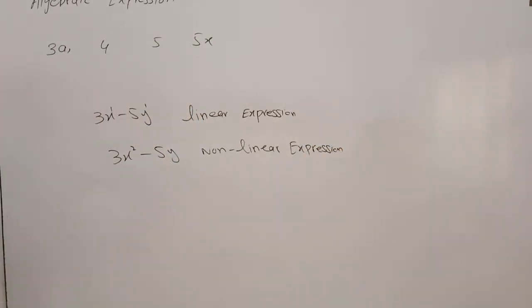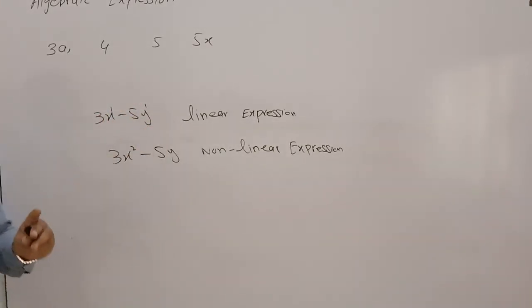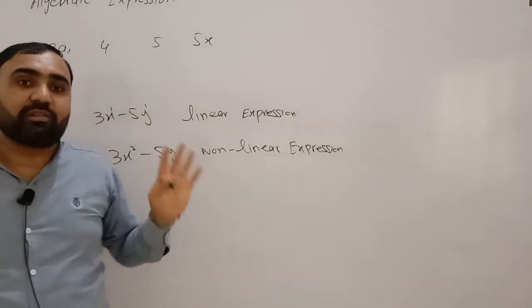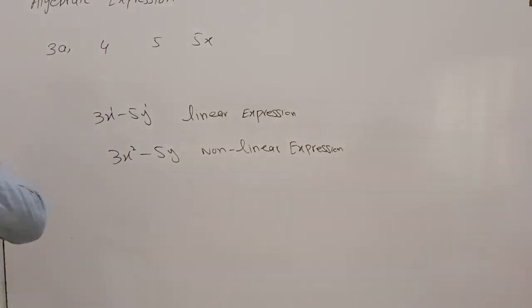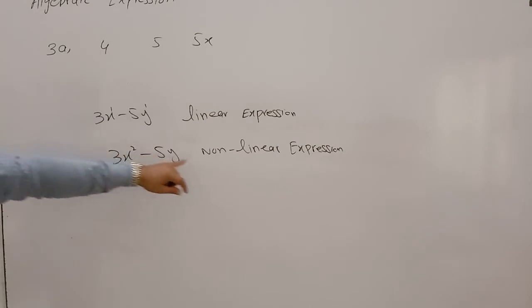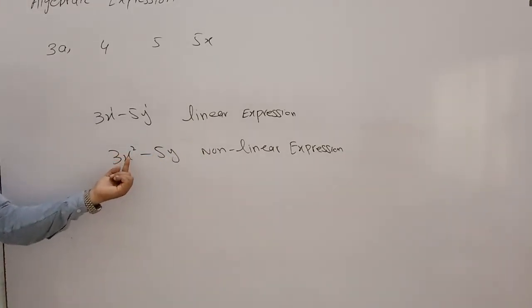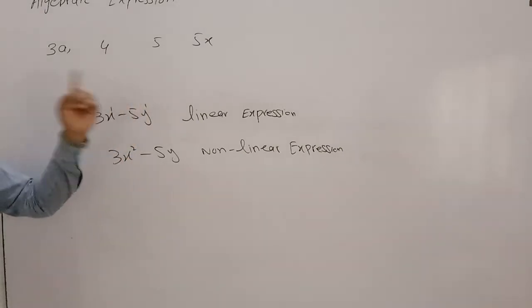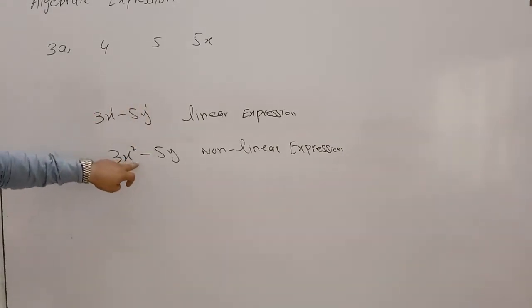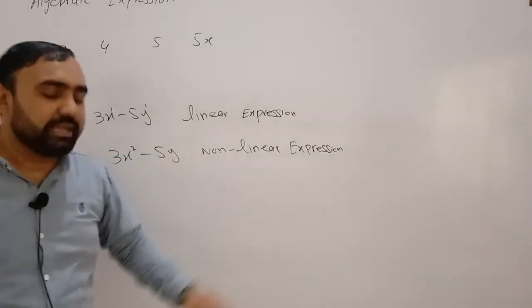A variable that has one power is called linear. One power we do not write, so it is called linear. Then power 2 is called non-linear. This is called quadratic, yes, second degree. This is linear, one power, and this is second degree, which is quadratic, called a non-linear expression.